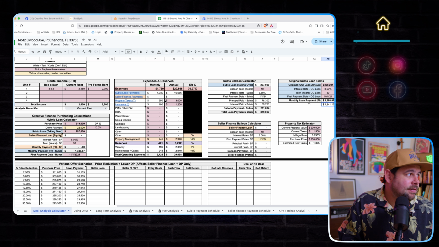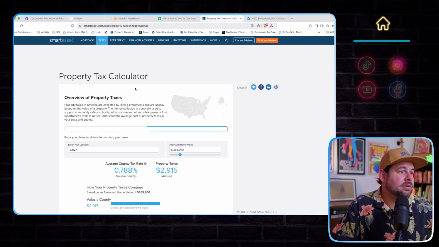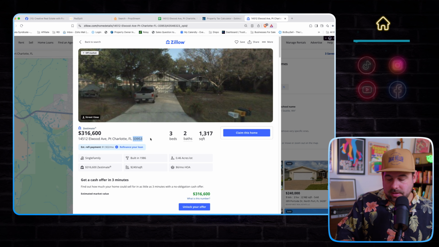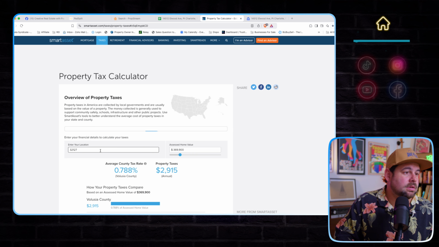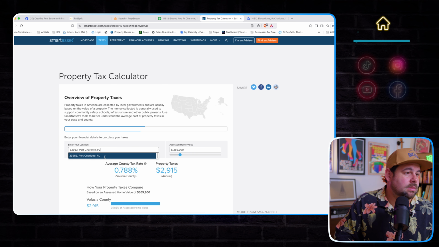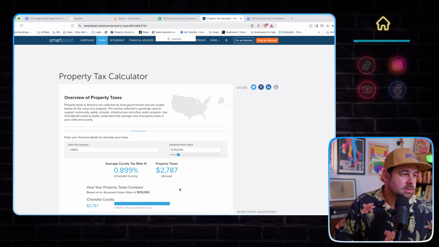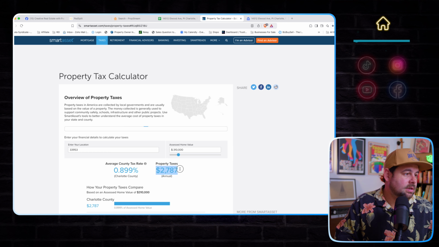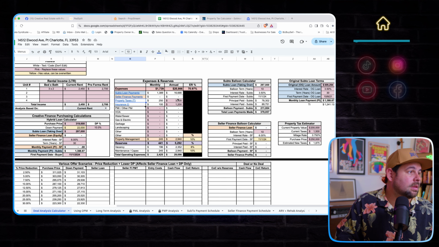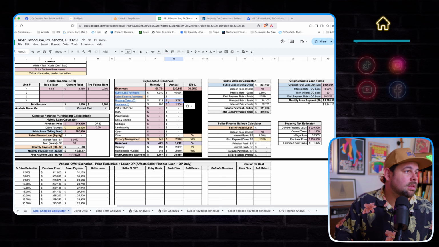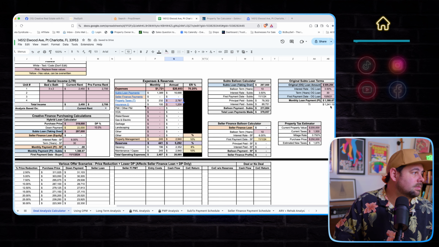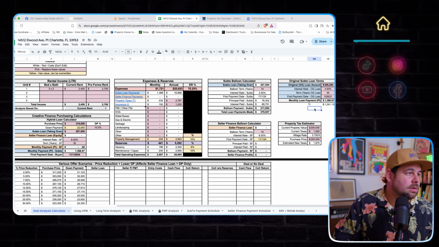Now let's go ahead and find our property taxes. Another little site at smartasset.com. Put in the zip code and then the purchase price. Port Charlotte, somewhere around 310. Just an estimation right now. 2787 annually. So 232. They probably have PMI as well.